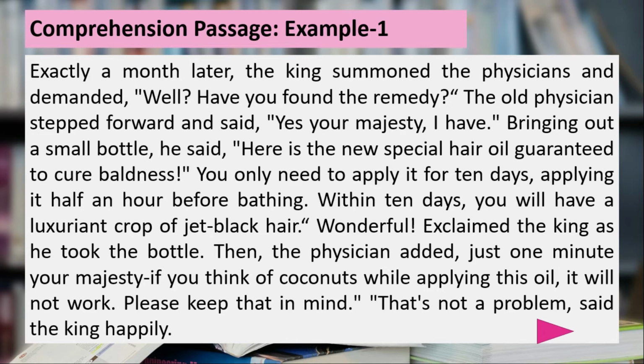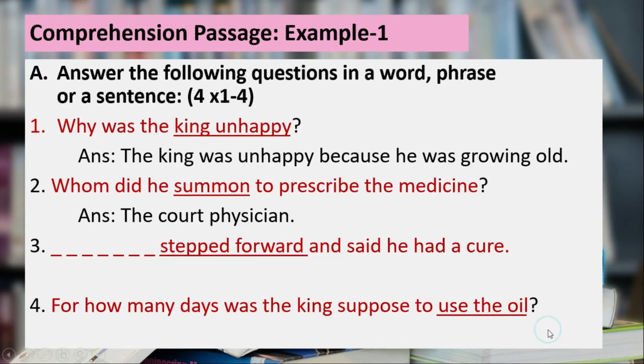And the king demanded, then the old physician stepped forward. See, one observation you can make here: who stepped forward is the question. The very phrase stepped forward is available here. So, therefore, even looking at the words in the question, you can locate the answer in the paragraph. That is another thing, because stepping forward is the incident or action that happens in that particular paragraph. So, we can answer this as it was the old physician who stepped forward.